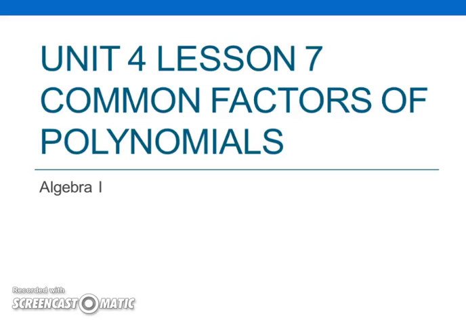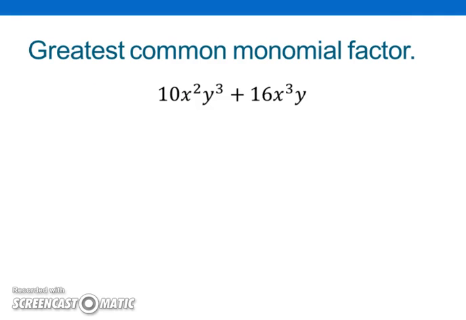This lesson is for Unit 4, Lesson 7, Common Factors of Polynomials. So greatest common factor for a monomial factor is what you're looking for between the two terms, three terms, however many terms there are. You want to look at the greatest common factor between the coefficients. So in this case, we want to look at the greatest common factor between 10 and 16. And then we also want to look at the variables.